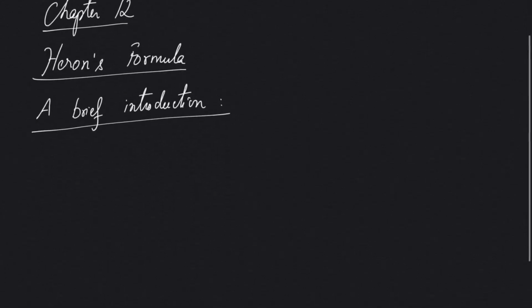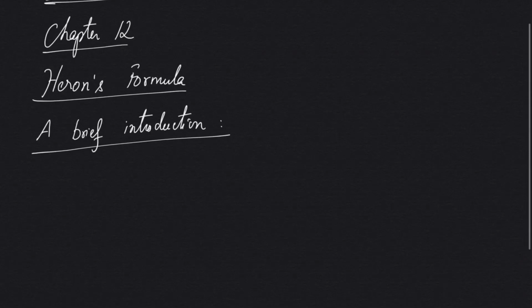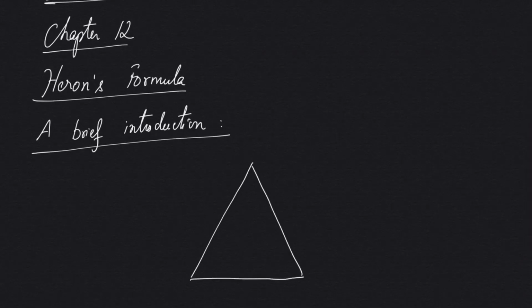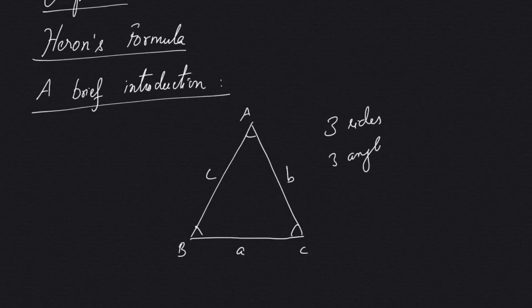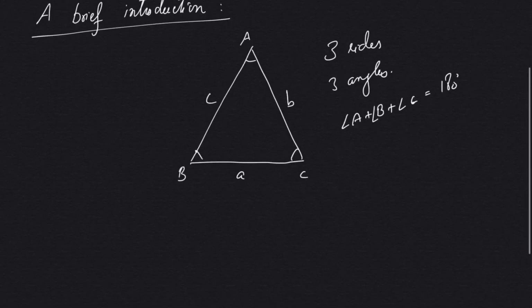Now, as we all know, a triangle. We all know what a triangle is. A triangle generally has three sides, A, B and C, and of course three vertex angles. We also know that the sum of the angles of a triangle is 180 degrees. These are the basic things that we know about a triangle.